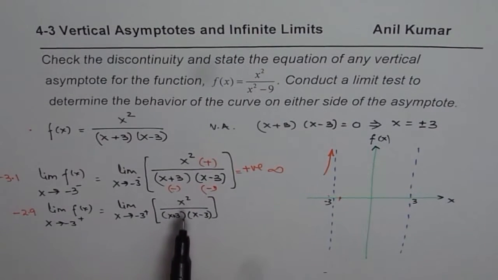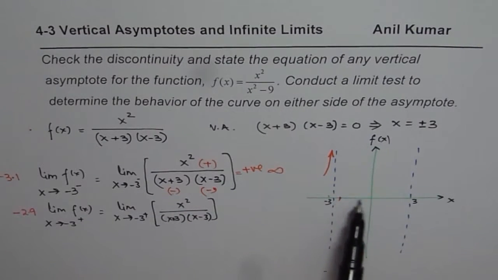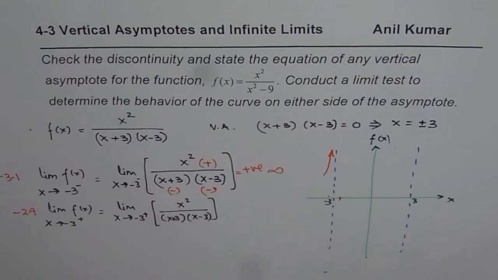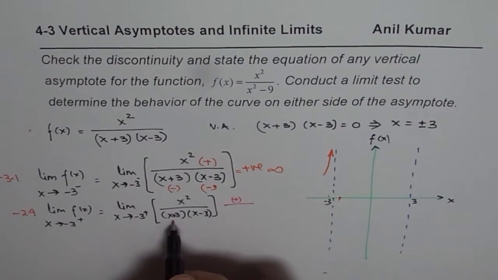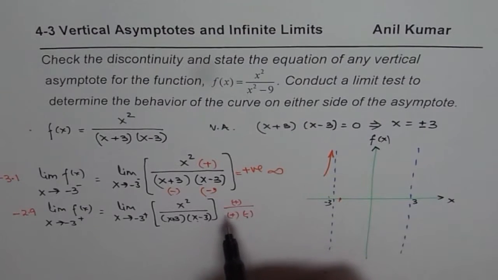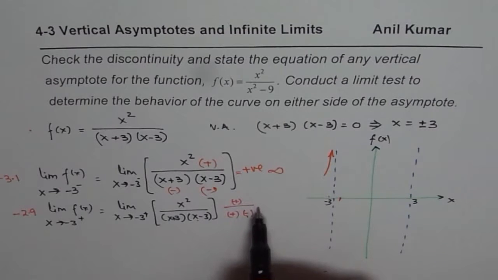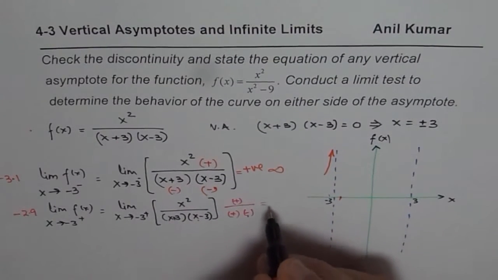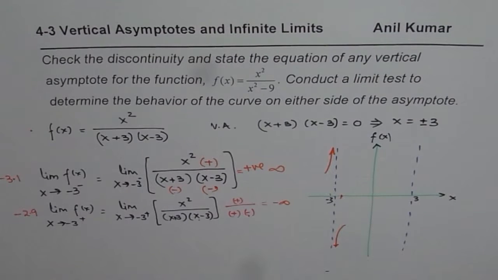Clearly, the numerator is always positive. For a value on the right side of minus 3, the factor x plus 3 is going to be positive, while x minus 3 is going to be negative. So when we approach minus 3 from the right side, we get a negative value: positive divided by positive times negative gives us a negative value. So the limit actually approaches negative infinity. That is to say, the graph of the function will go in this direction. So that is a way to find the limit of the function close to the vertical asymptote.